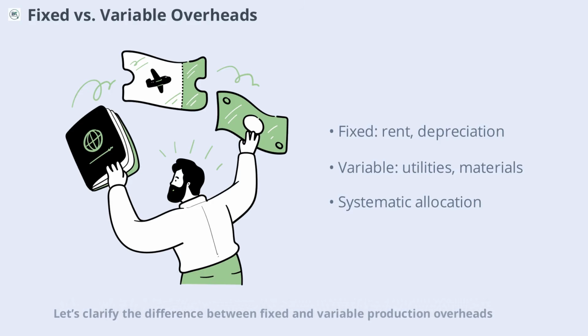Let's clarify the difference between fixed and variable production overheads. Fixed overheads like depreciation and factory rent don't change with production levels. Variable overheads such as electricity or indirect materials increase as you produce more. Both types must be allocated systematically to inventory, ensuring each unit carries a fair share of these costs. This allocation helps present a true picture of inventory value on the balance sheet.